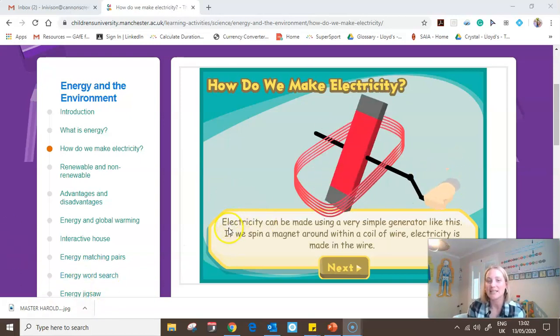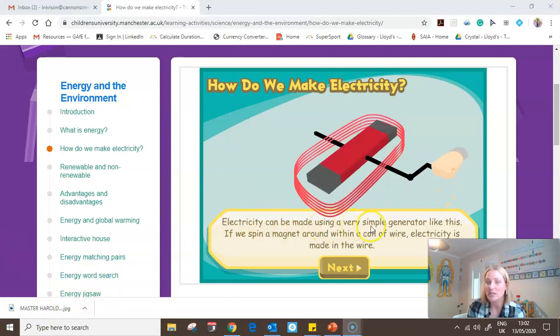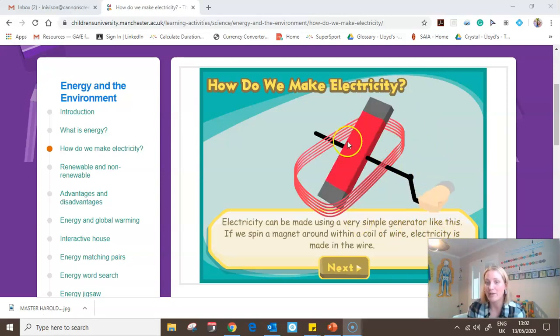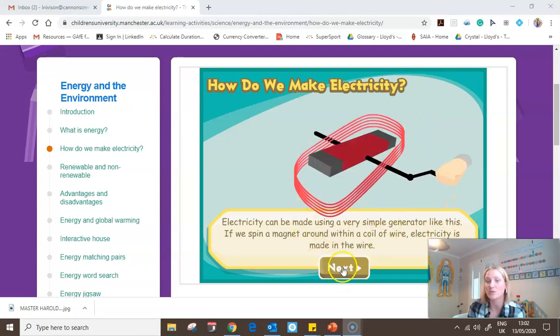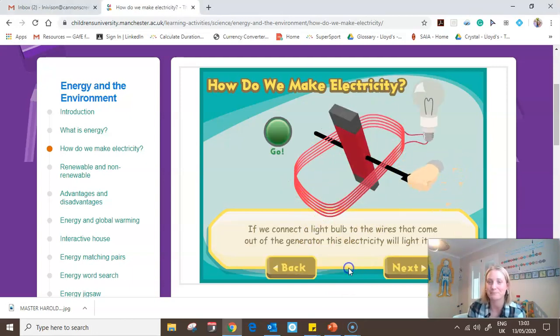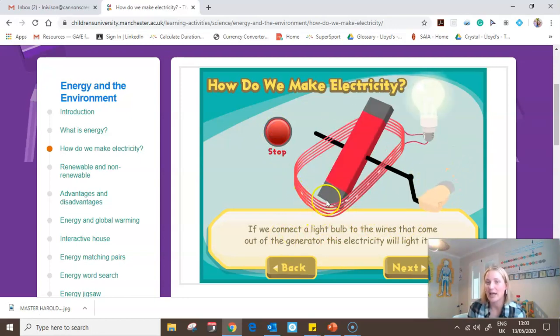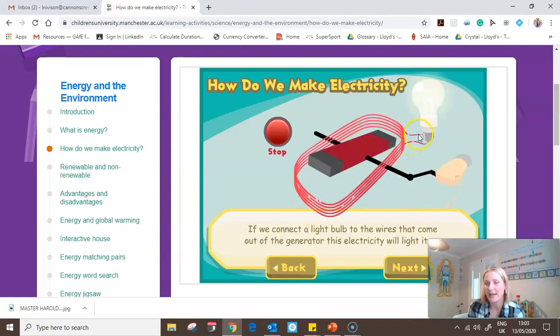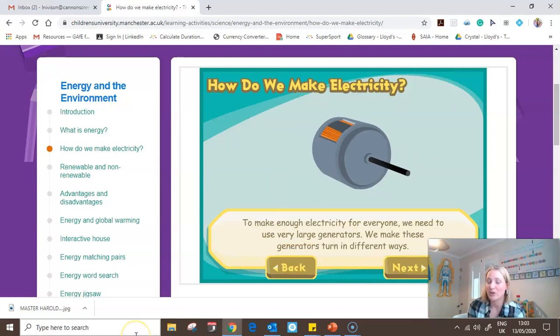So here it says electricity can be made using a very simple generator like this. We've got a magnet, and around the magnet we've got coils of wire. As we turn the magnet around the coil, electricity is made within the wire. And if we connect a bulb, the bulb will light up, because now we have produced an electrical current, and that current can flow through the wire and through the bulb. But of course, that's not going to help us when we need to power millions of homes across South Africa.